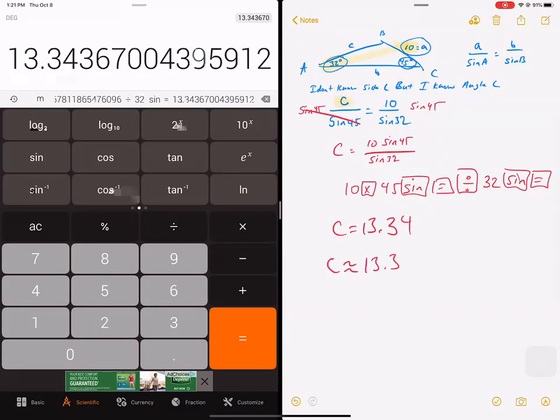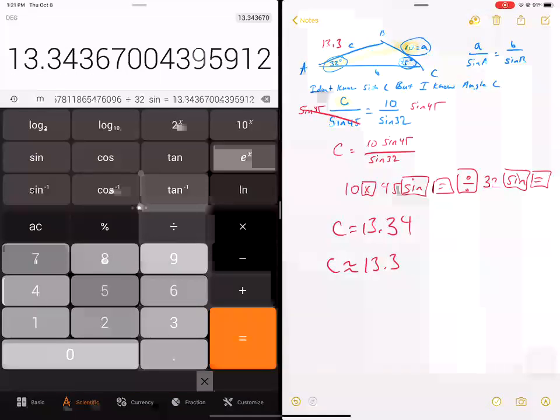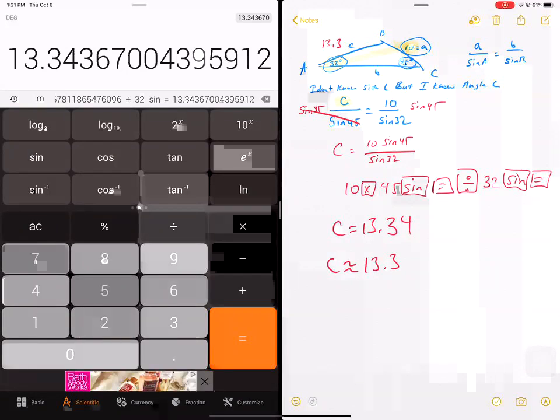Now, that's right now. See if this makes sense. If I write 13.3 for my side C, remember, that's a rounded answer. Without me doing any work right now, would that be a kind of good answer? I want you guys to compare this.